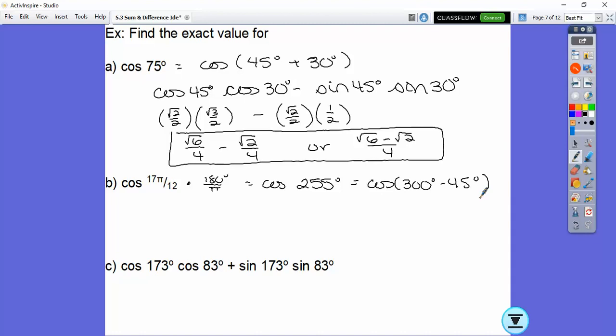Alright, so this is not the only option, you just have to find one combination that works. So now we can use our formula. Cosine of the first, cosine of the second, plus, it's a subtraction formula, so there's a plus in the middle, sine of the first, sine of the second.